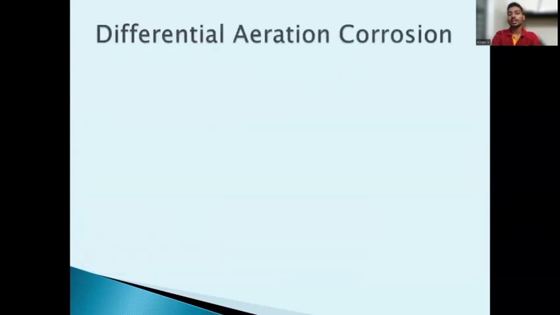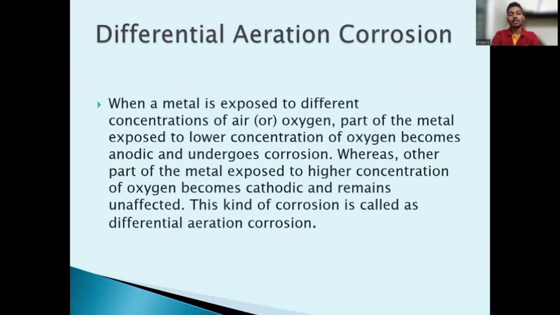Next is differential aeration corrosion. When a metal is exposed to different concentrations of air or oxygen, the part of the metal exposed to a lower concentration of oxygen becomes anodic and undergoes corrosion, whereas the other part of the metal exposed to a higher concentration of oxygen becomes cathodic and remains unaffected. This kind of corrosion is called differential aeration corrosion.